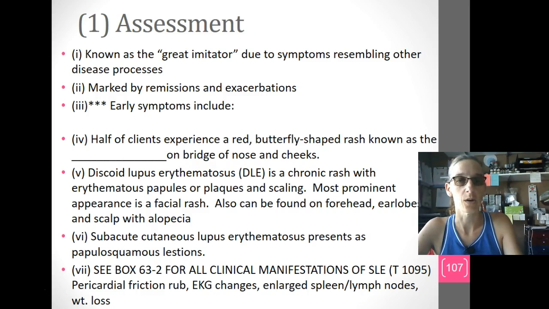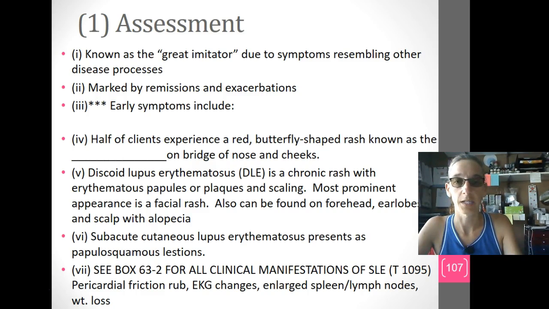On assessment, it is known as the great imitator due to the symptoms resembling other disease processes, so it's important to know that. It is marked by different remissions and exacerbations, so it's not constant. They'll have remissions and then exacerbations. Early symptoms include, again, I hope you'll pause and write some of these down yourself before I just tell you. But early symptoms are going to include fever, weight loss, pain in the joints, muscle pain, extreme fatigue that persists for a long time before other symptoms develop.